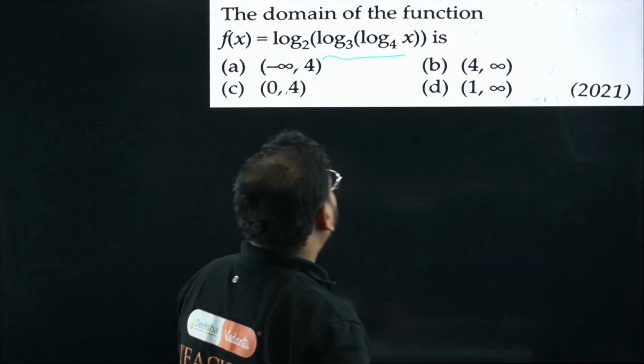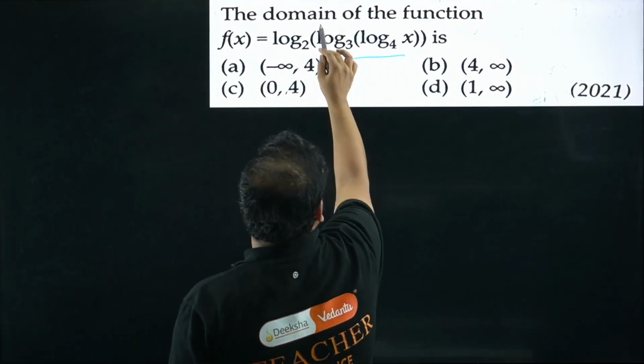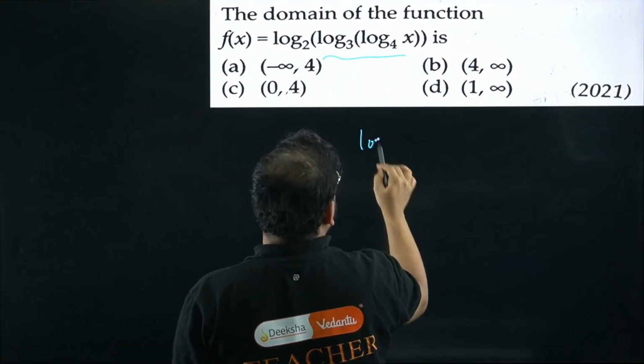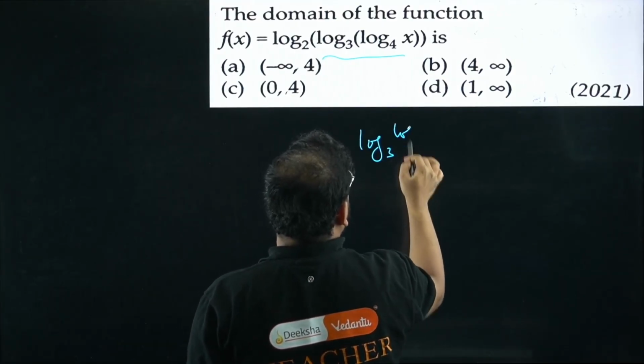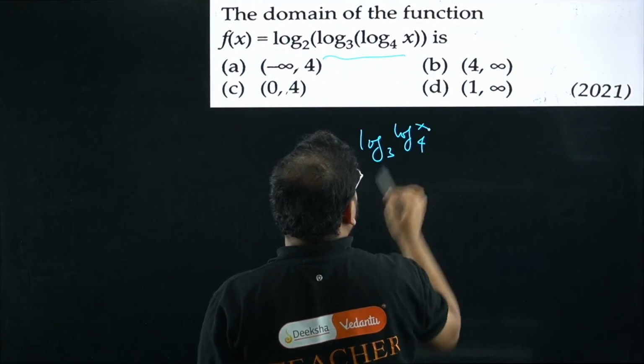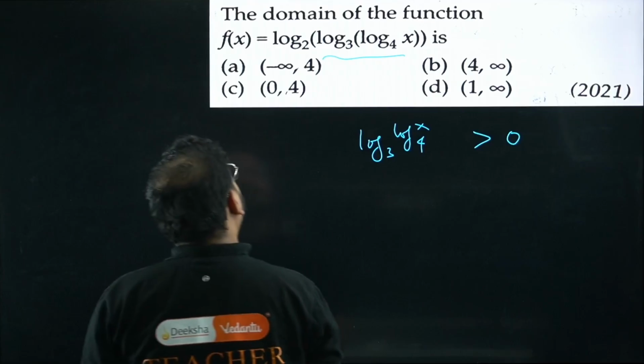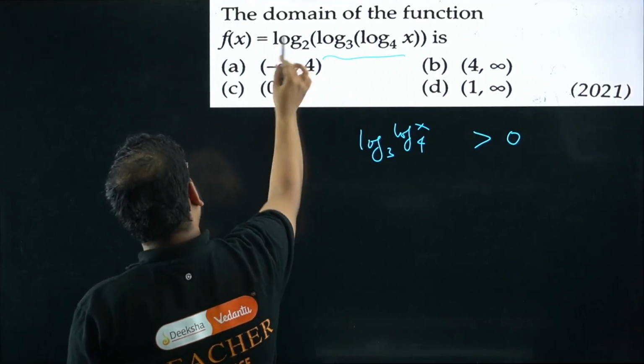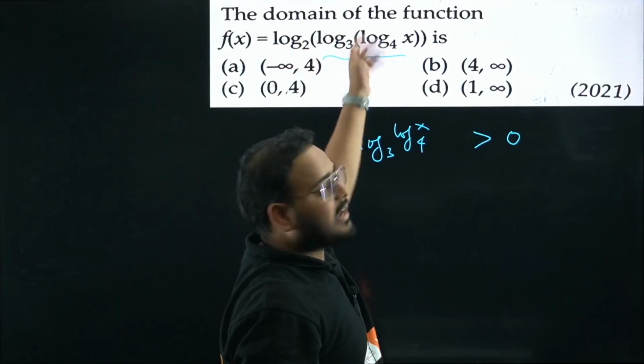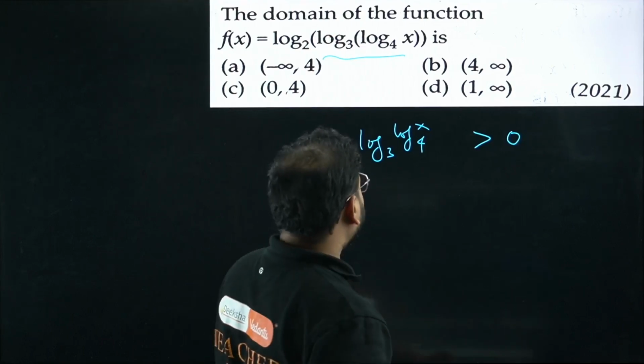Please check. So we're going to apply the condition for log. We know that whatever is inside has to be positive. So log of 3, log x with the base 4, this has to be greater than or equal to 0. I'm applying it for the first log. Whatever is inside the first log has to be positive. So please check from here.